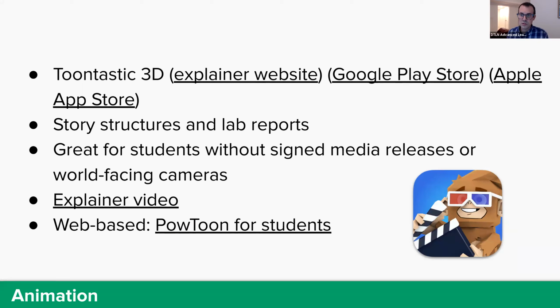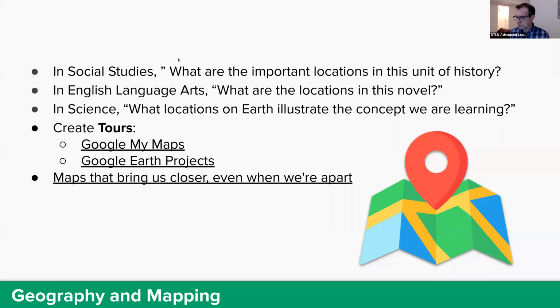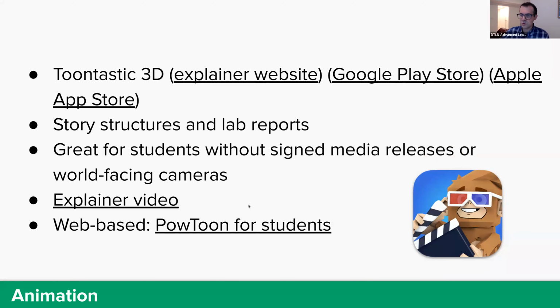For cartoons, for animation, if your students have tablets, get Toontastic 3D. It's especially good for the elementary kids. There are story structures, so rising action, climax, lab report template. Students can create their own characters. Great if my kids don't have a media release and I want to have them make video. Well, they can make animation. There are other examples too, Powtoon is a good web-based tool.